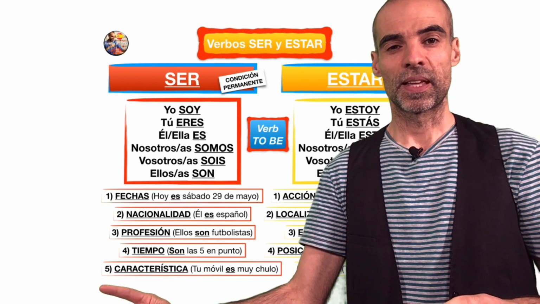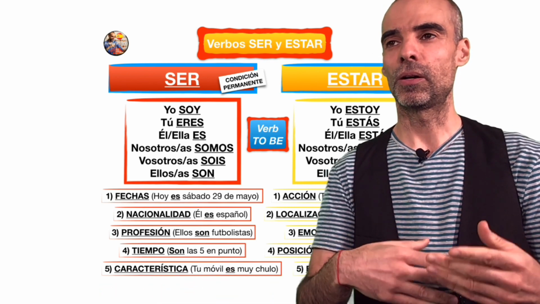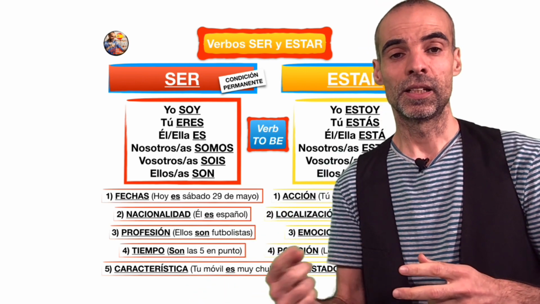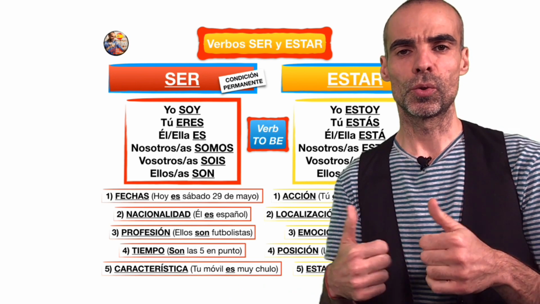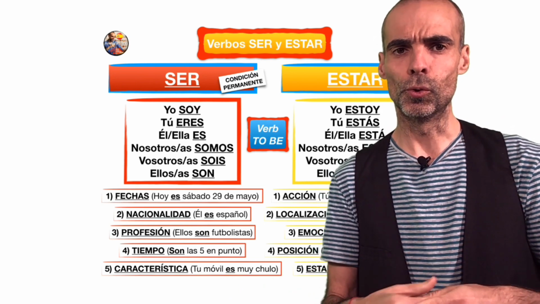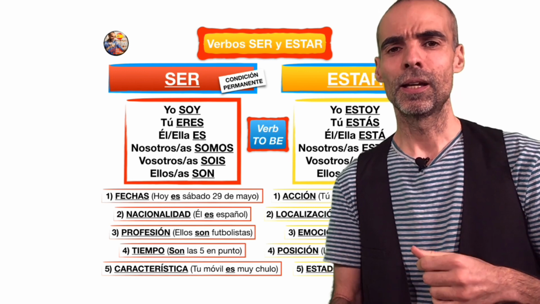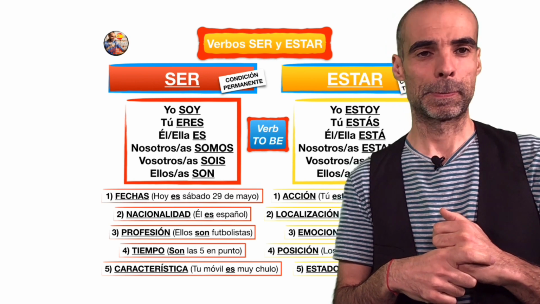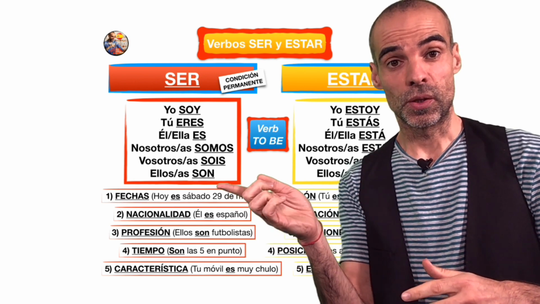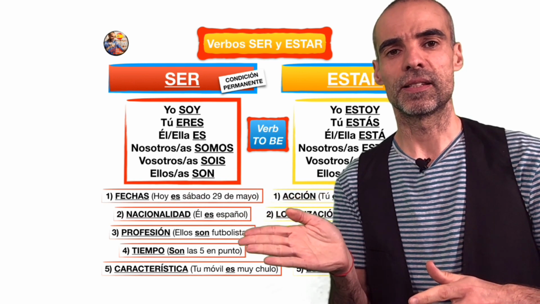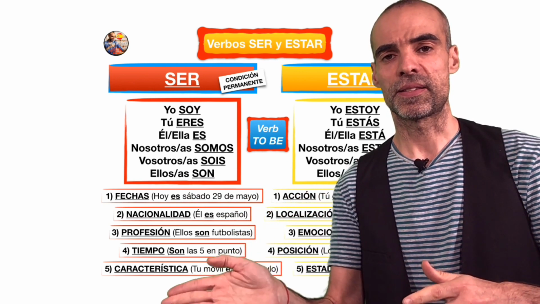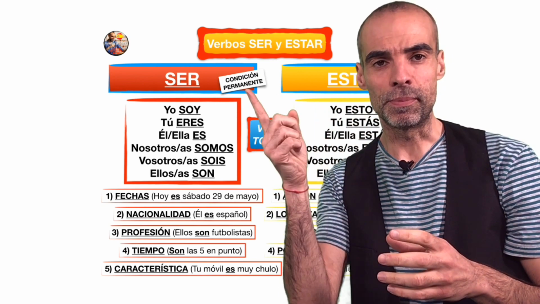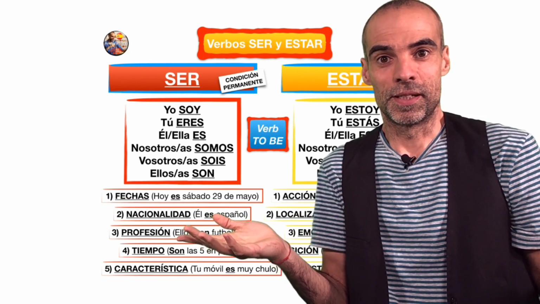And number 5, característica. Something about somebody or something. Characteristics, okay? Tu móvil, your mobile, tu móvil es muy chulo. Your phone is very cool. Chulo, cool, okay? Tu móvil es muy chulo. Tu móvil está muy chulo. So once you know that talking about dates, nationalities, professions, the time, and the characteristics, you use the verb ser, which is mainly a permanent condition, what's the problem?